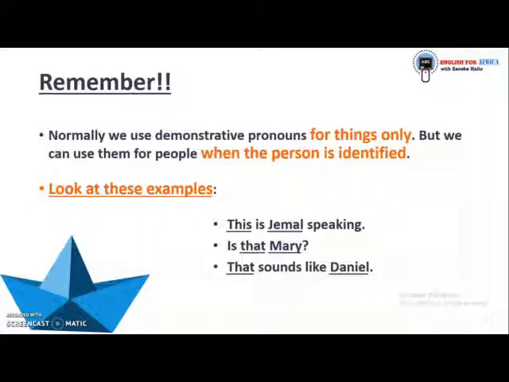This is Jamal speaking. So the person is identified in this sentence, so that's why we have used this demonstrative pronoun in here. Is that Mary? Again, Mary is the name of the person who is identified in this sentence. That sounds like Daniel. That is used in here because the person is identified, that is Daniel. So make sure you know these grammatical rules.